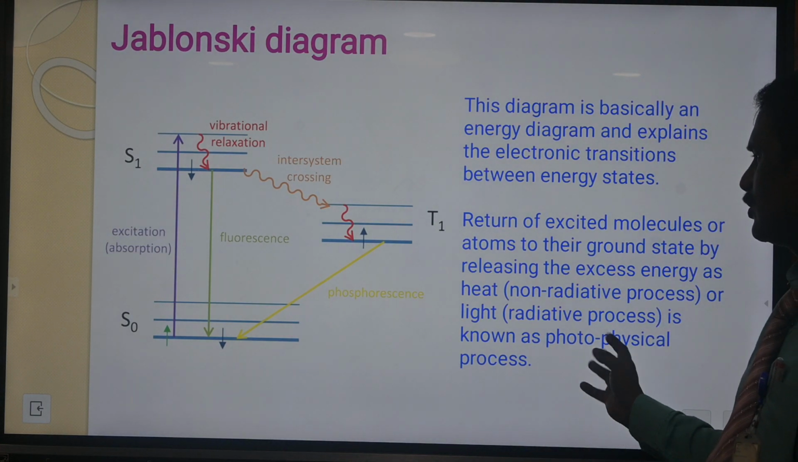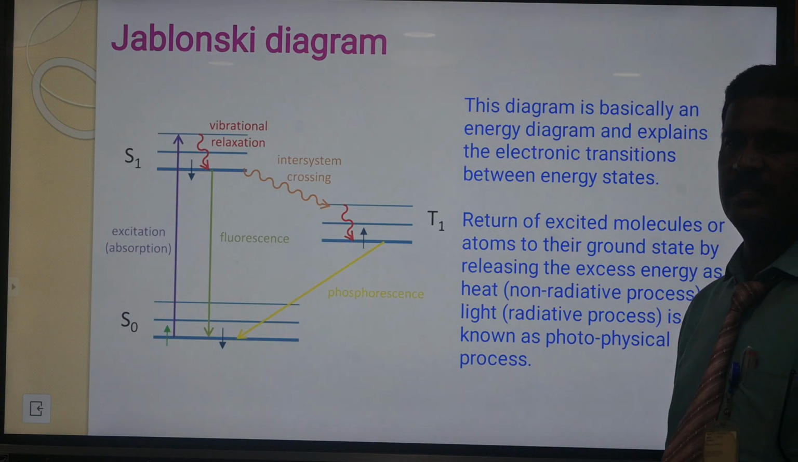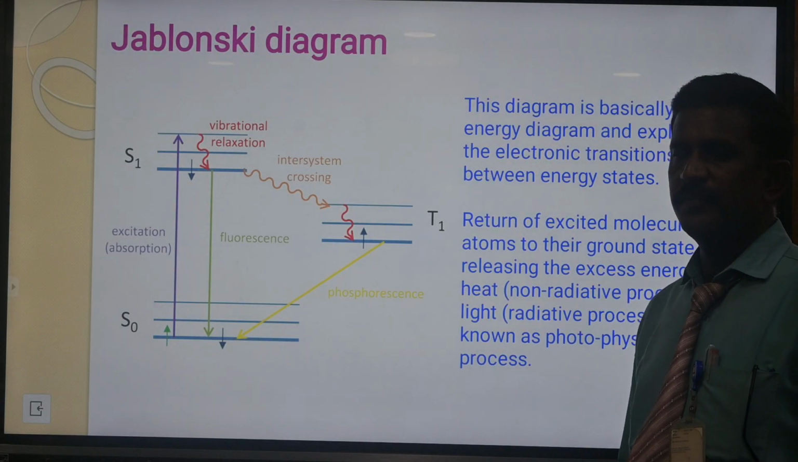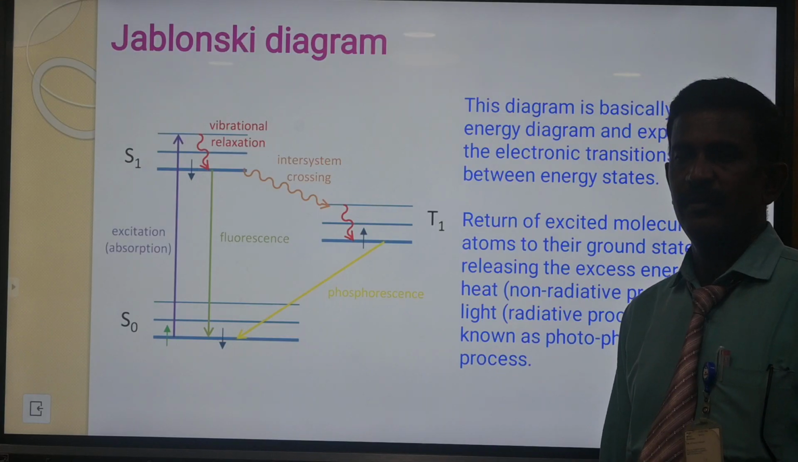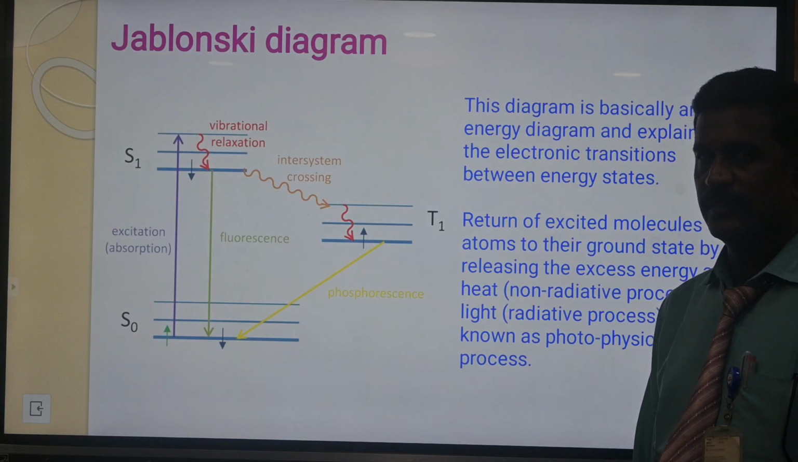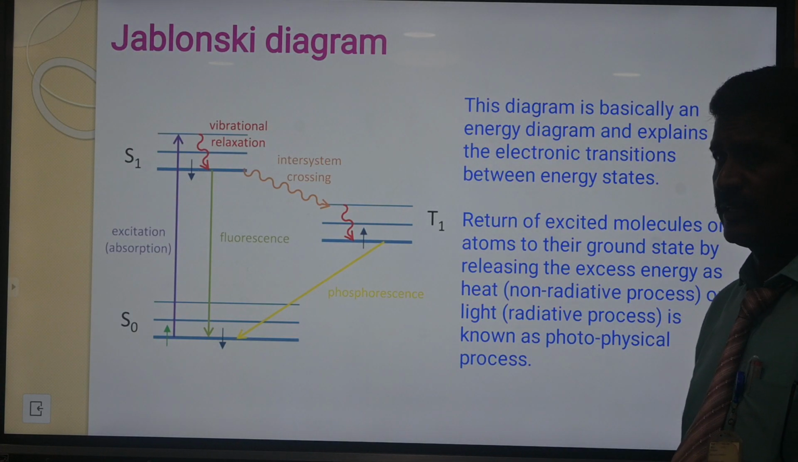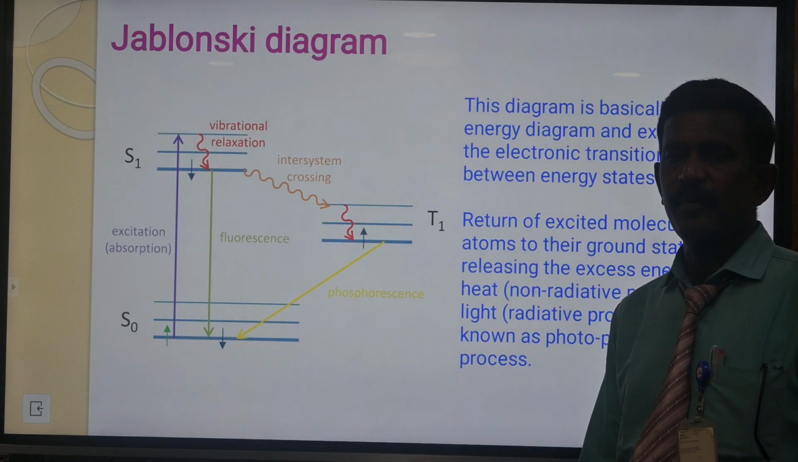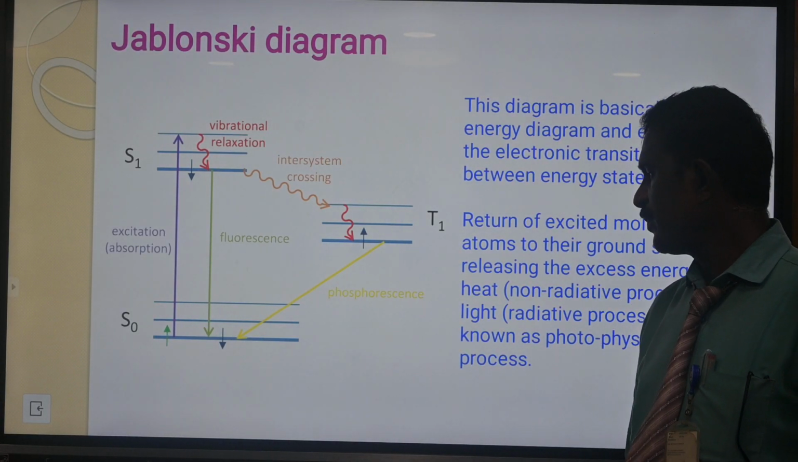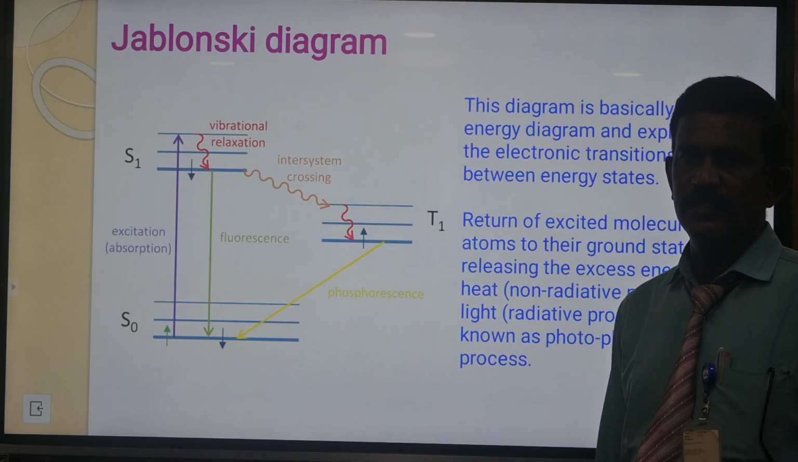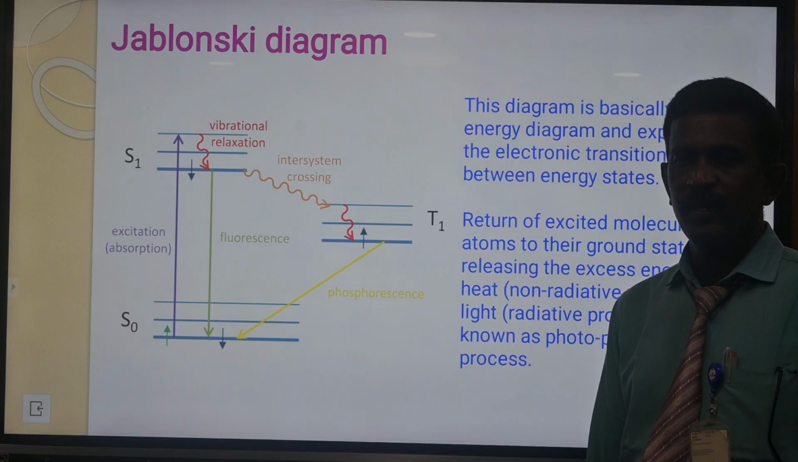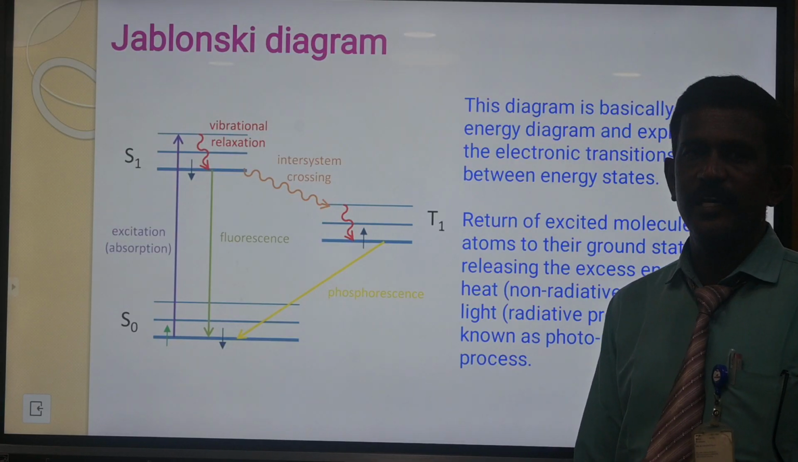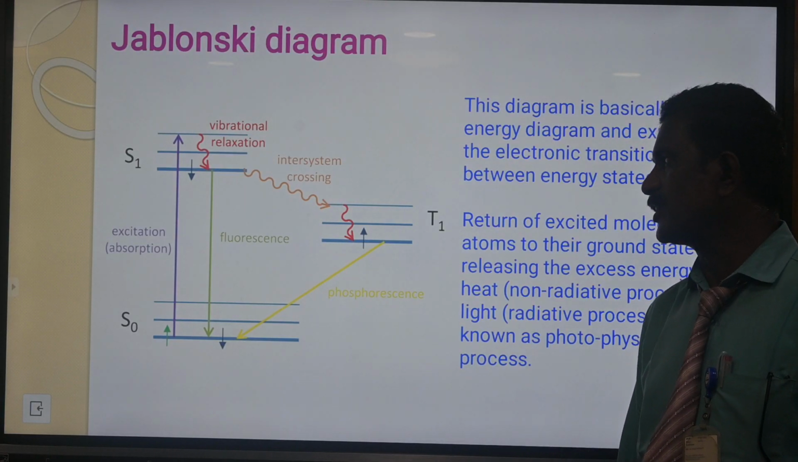If that excess energy is emitted in the form of heat, we call it a non-radiative transition, or non-radiative process. If that excess energy is released in the form of light, we say it is a radiative transition. In this Jablonski diagram, both radiative and non-radiative transitions were properly explained.